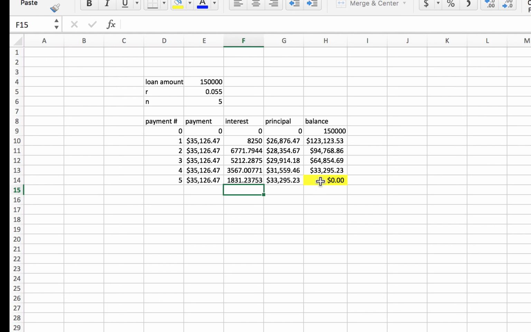This is a great little check to make sure that you've done everything right. If you do this, make the table, and you end up with a balance of $0.00, you've probably got everything exactly right.